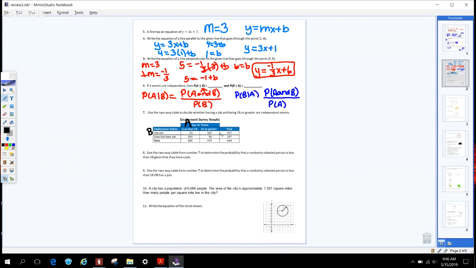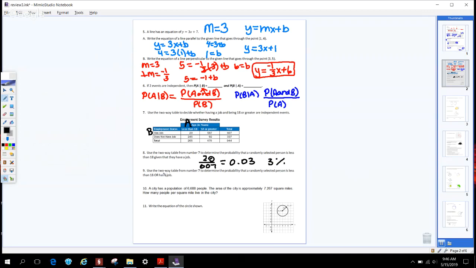So we know that this has to come last. There's 607 people who have a job. Of them, 20 are less than 18. So I'm going to do 20 divided by 607, and I get 0.03, which is 3%.